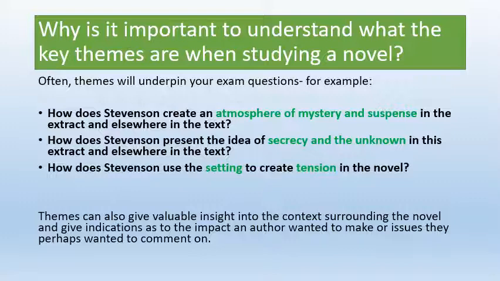Themes can also give valuable insight into the context surrounding the novel and give indications as to the impact an author wanted to make, or what they perhaps wanted to comment on. We do need to include a bit of context in this. For example, reputation was a lot more important in Victorian times than it is now, and that's one of the themes of the novel. You could simply mention it as I've just done, and that would be you ticking the context.